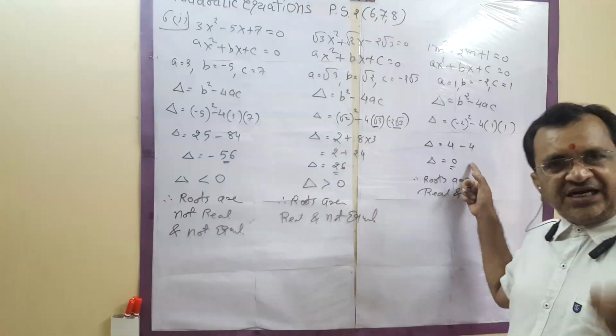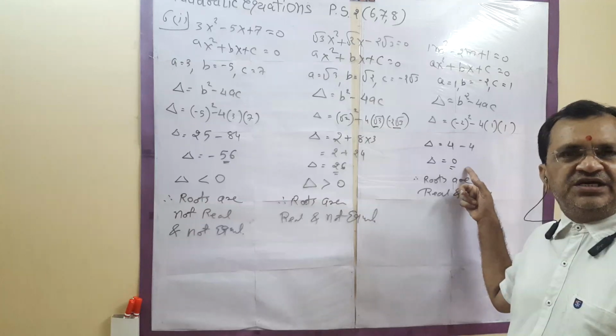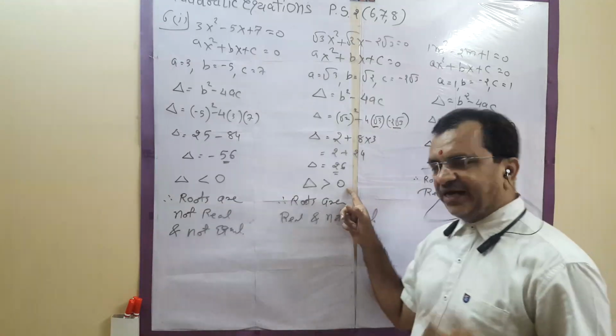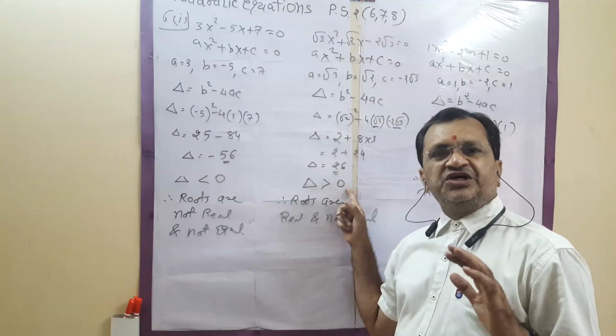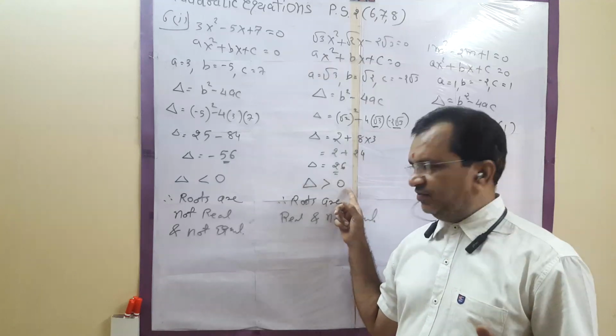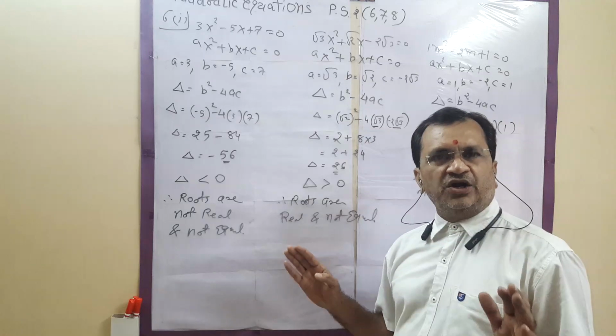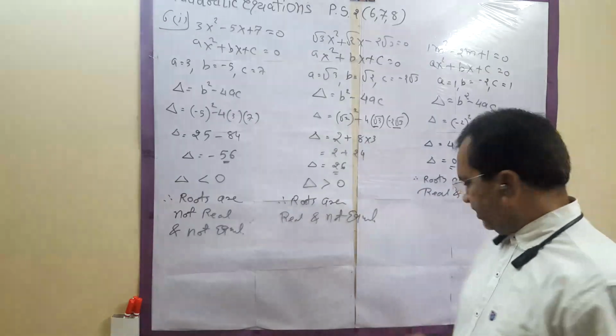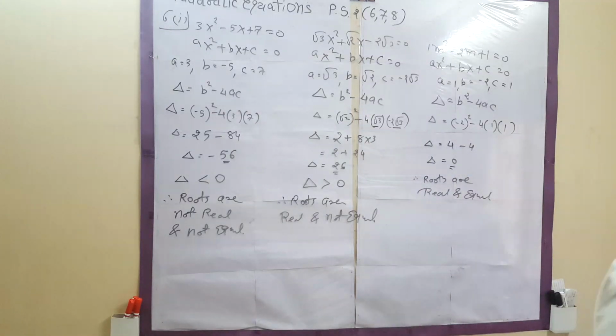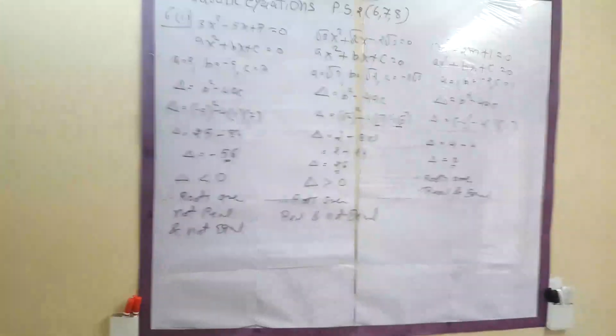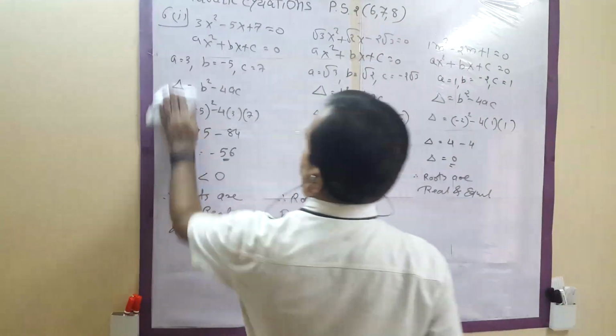So it is exactly 0. When it is exactly 0, it is real and equal. When it is greater than 0, it is real but not equal. When it is less than 0, it is not real, not equal. This I will send you as a snap. We will move to question number 7.